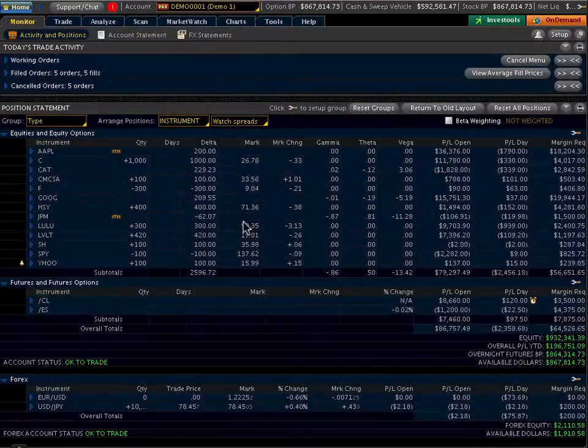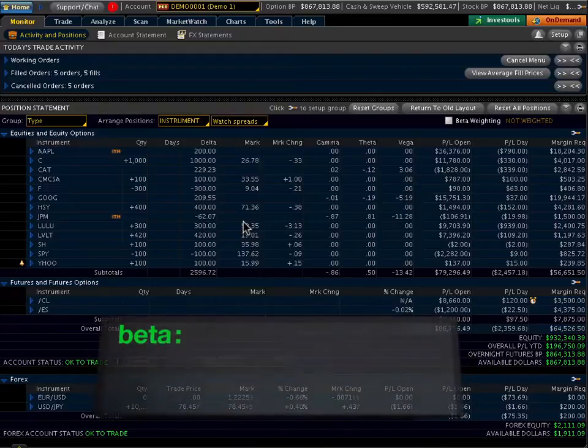Welcome to the beta weighting feature of the thinkorswim platform Monitor tab, a favorite feature of many experienced traders for use in assessing systemic or market risk. Before we begin, what is beta and what is beta weighting?